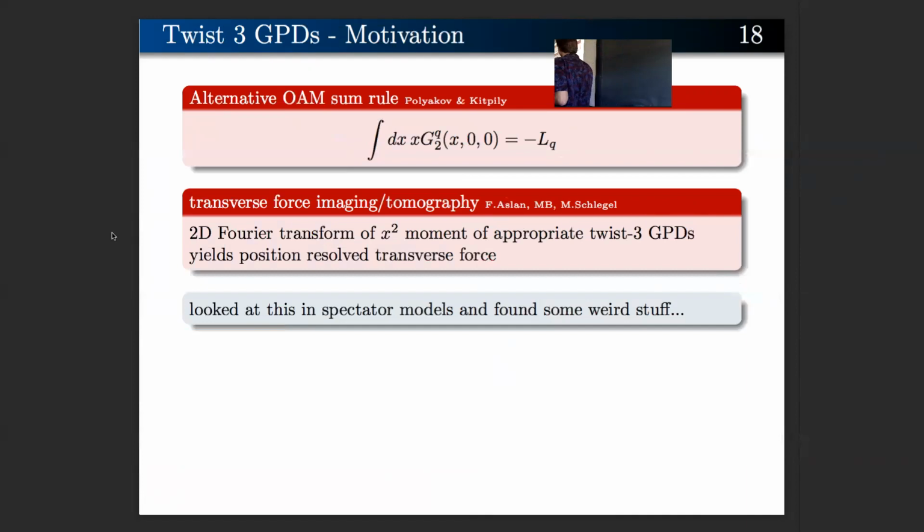Another motivation to look at that is if you take the two-dimensional Fourier transform of twist 3 GPDs and you look at the x-squared moment, what you find is that you get some position space information about the transverse force.